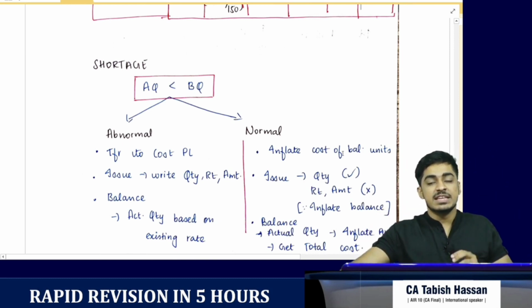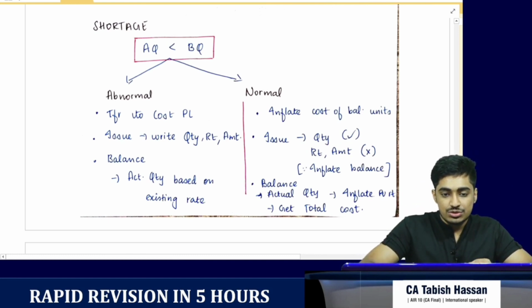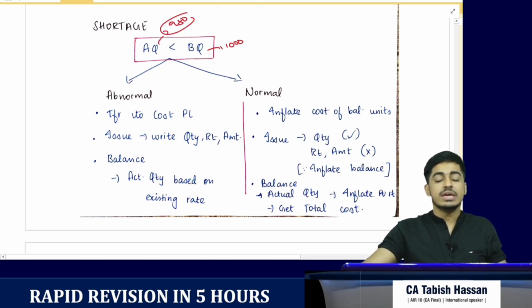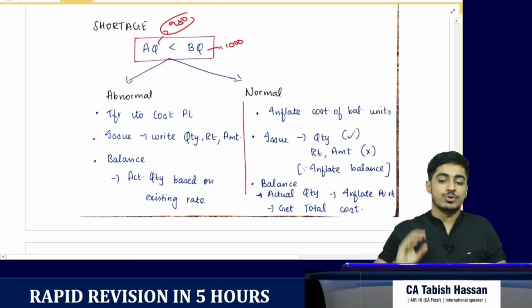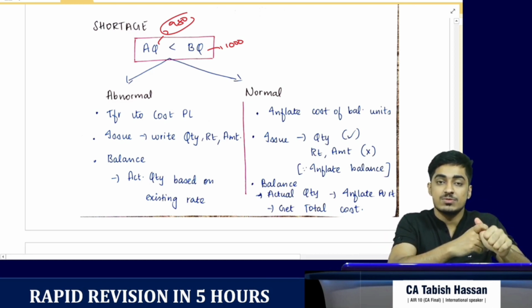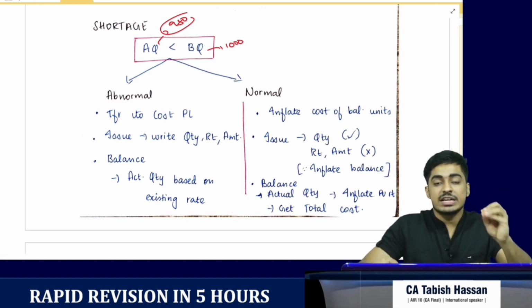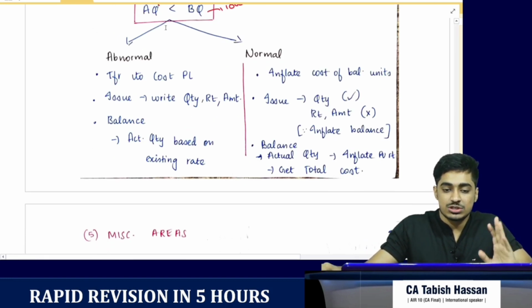And in between, if there is any shortage, say for example, in my books it is showing 1000 units, but actually I'm having only 980 units. So there is a difference of 20 units. The shortage can be because of normal reasons or abnormal reasons. If it is because of abnormal reasons, we have a golden rule of costing: abnormal items will never affect the cost of normal items produced. So abnormal items cost, we always transfer to costing P&L.